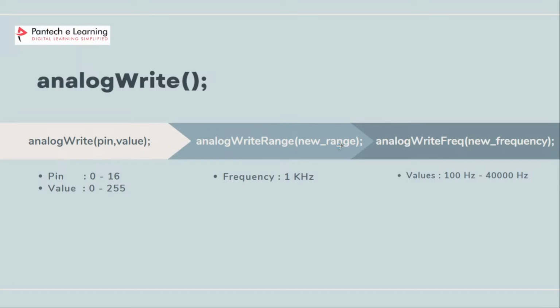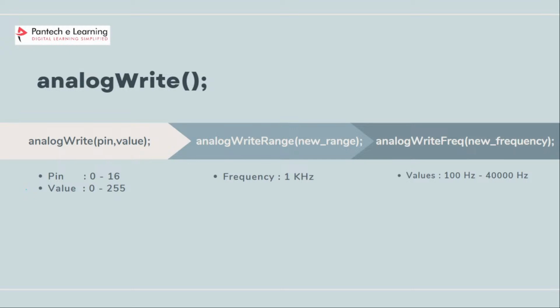And by default, the ESP8266 pulse width modulation frequency is 1 kHz. You can change the pulse width modulation frequency with this function, analogWriteFreq, and inside you have to pass the new frequency. The valid values are from 100 Hz to 40,000 Hz.